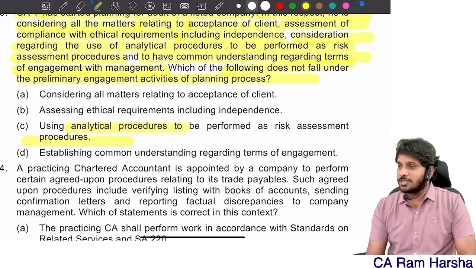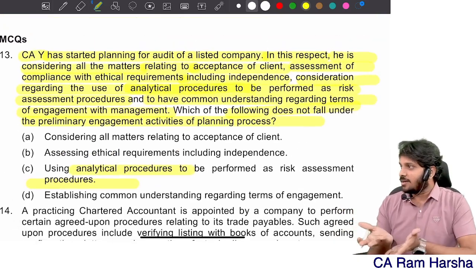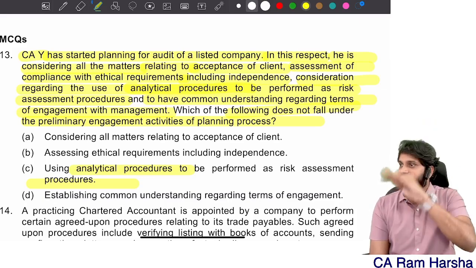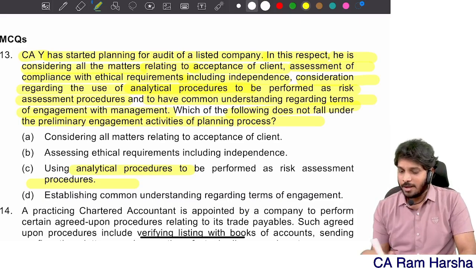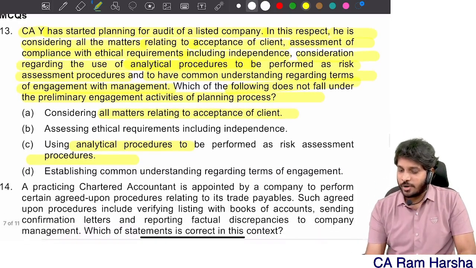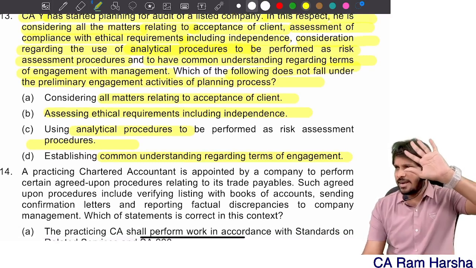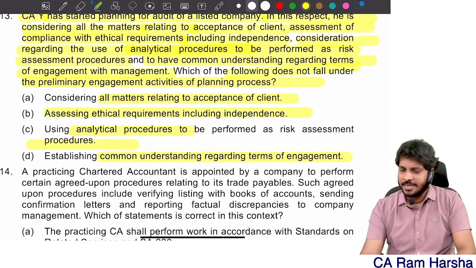Obviously analytical procedure. In this, why will I analyze? Why will I perform analytical while accepting the audit of a client? I will do analytical after accepting the client while doing risk assessment. Considering matters relating to acceptance of audit, assessing ethical requirements, common understanding of terms, all this I will consider while accepting and continuing client relationship. Analytical I will not consider.